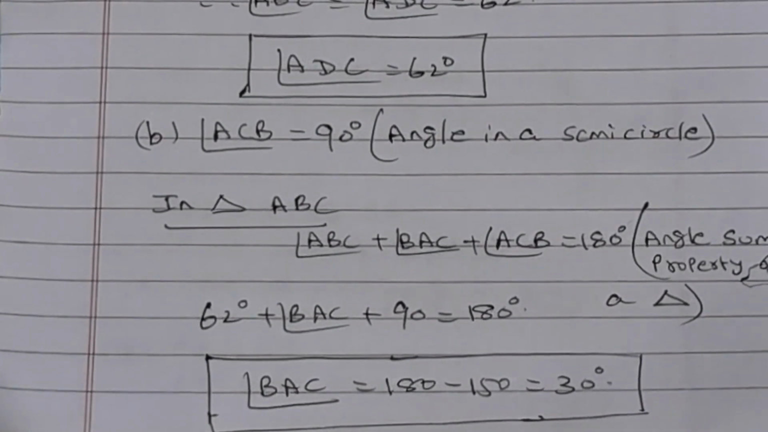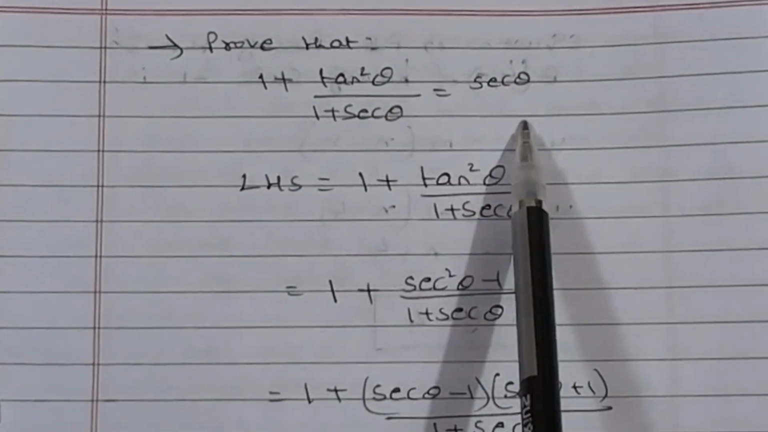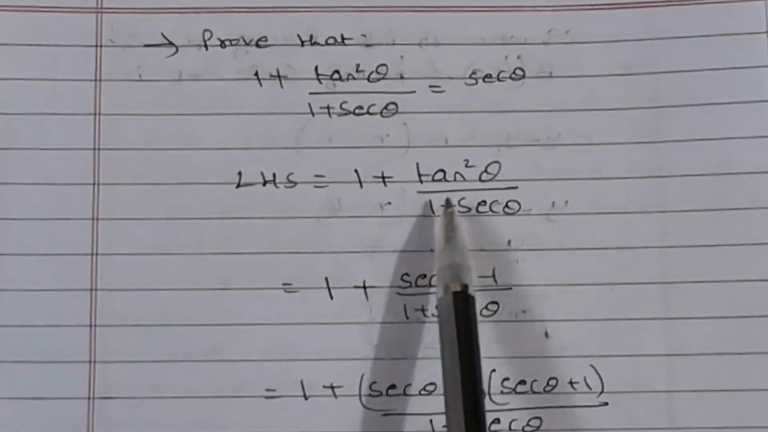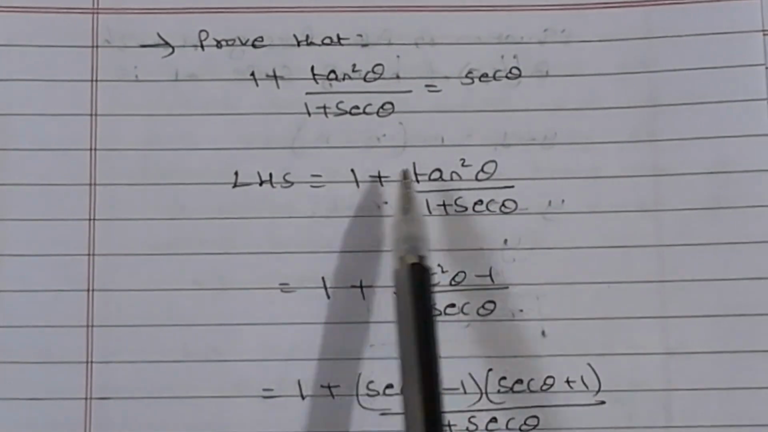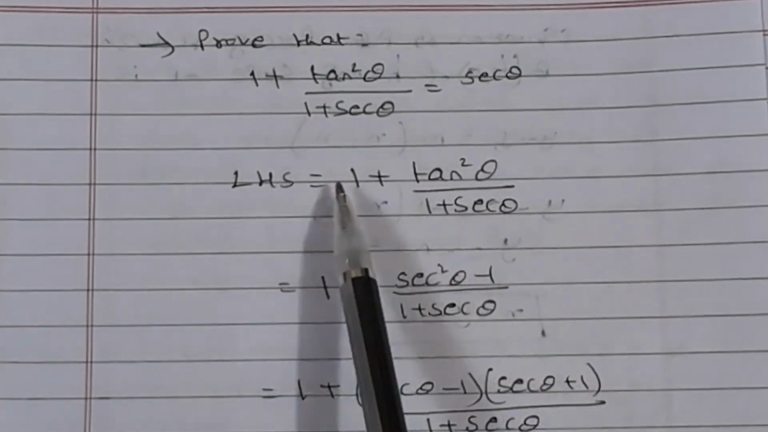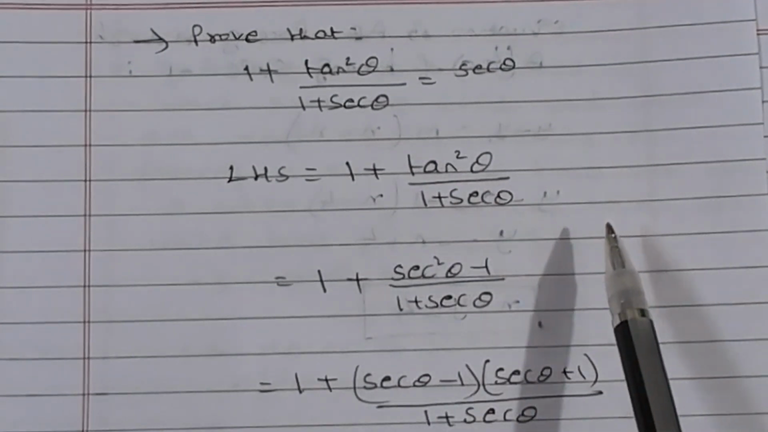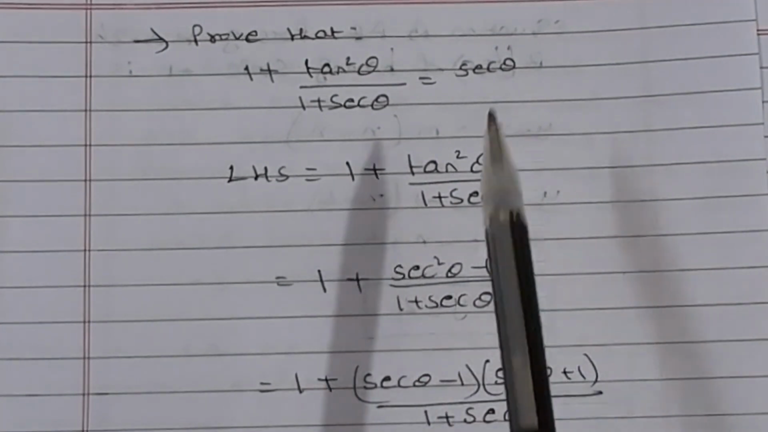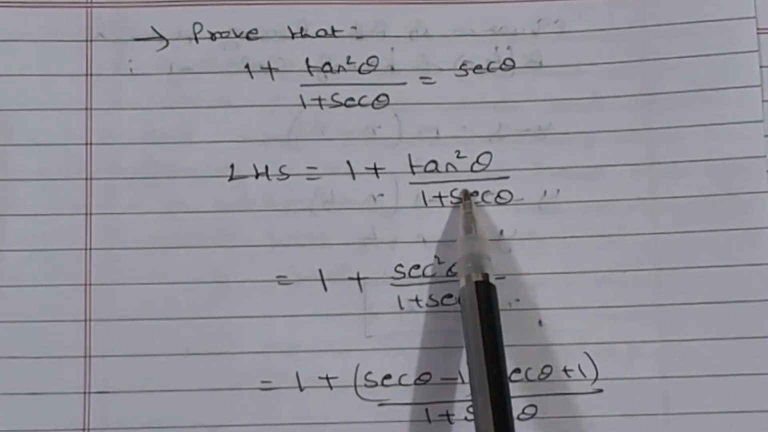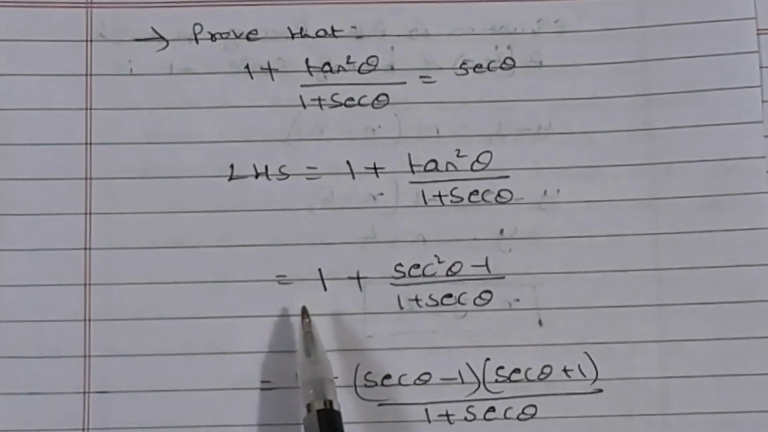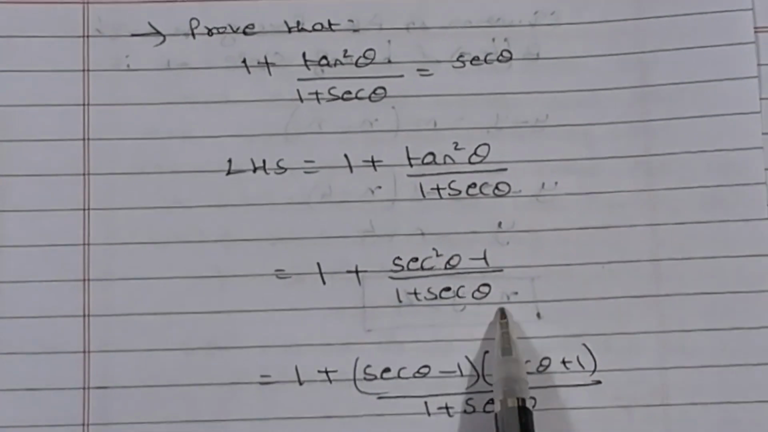Okay, next, trigonometry. Prove that (1 plus tan square theta) by (1 plus secant theta) is secant theta. LHS is (1 plus tan square theta) by (1 plus secant theta). Now if you see this question, cross multiplying gives nothing, because we would get 1 plus secant theta plus tan square theta, and we can't do anything with that. The RHS is in terms of secant theta, and for tan and secant there is a formula. So 1 plus tan square theta is secant square theta, minus 1 upon 1 plus secant theta.